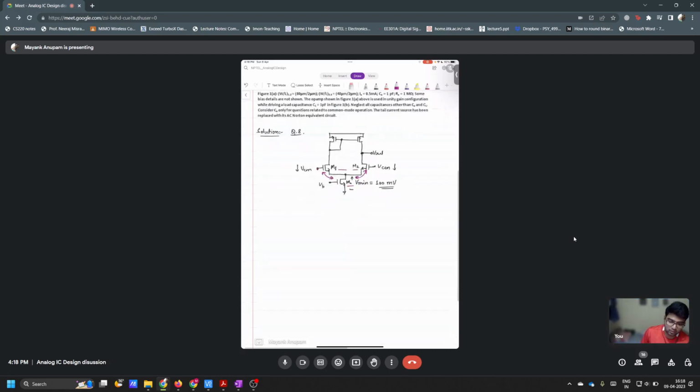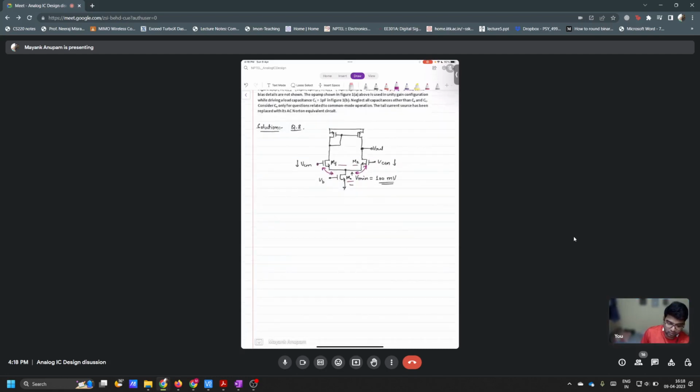Sir, the gate and source voltages have a relation. What quantity governs the relation here? Sir, current, sir. Correct. So the current. The current here is I naught, right? Yes, sir.